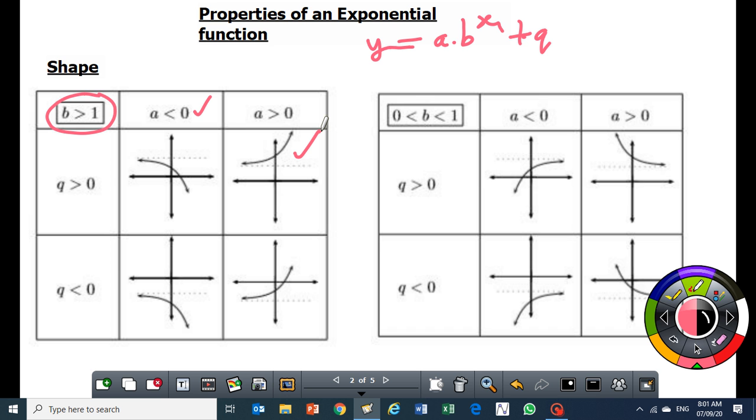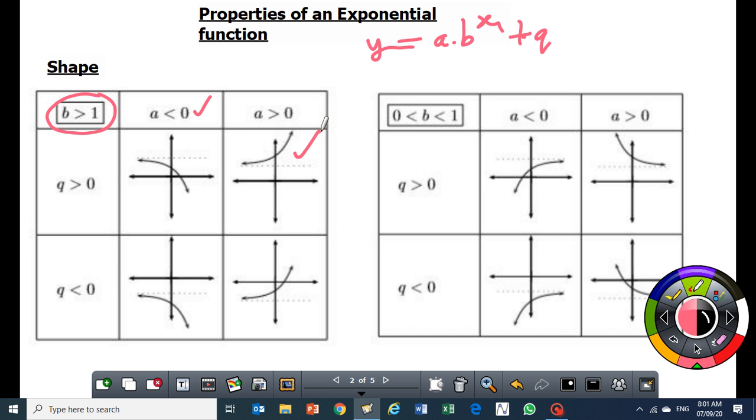So when a is negative, the graph is decreasing. When a is positive, the graph is increasing. Q does not affect whether the function is increasing or decreasing. Q only determines the vertical shift. So those are the 4 scenarios when b is greater than 1, depending on the value of a and q.